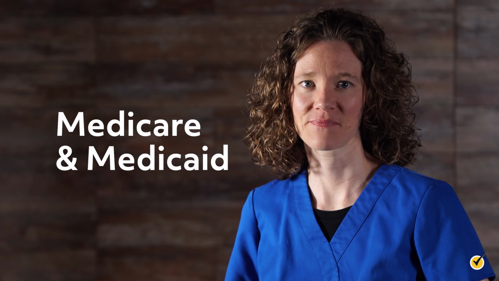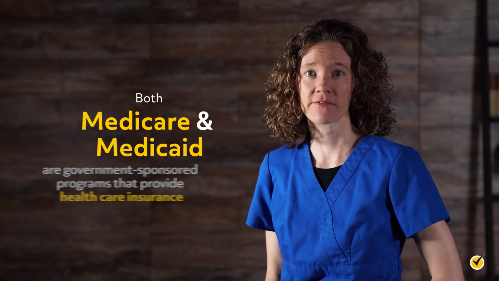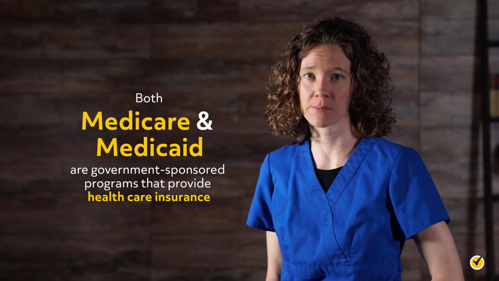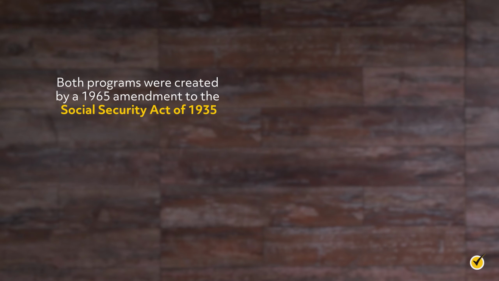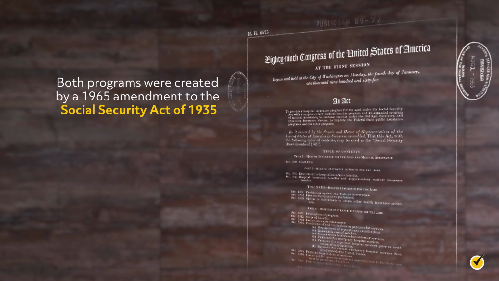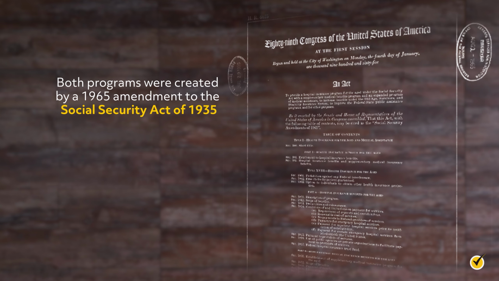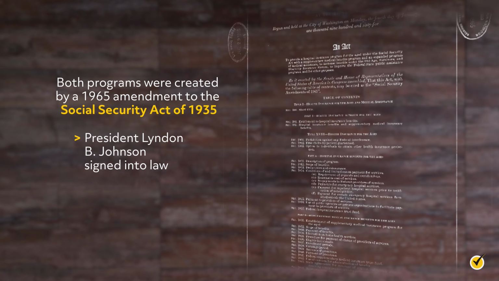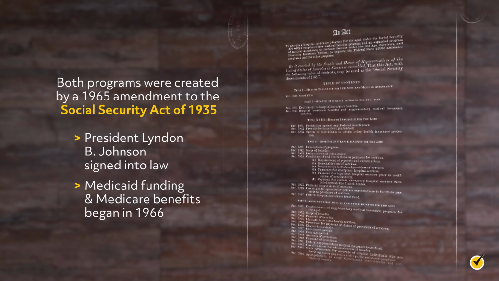Welcome to this video tutorial about Medicare and Medicaid. Both Medicare and Medicaid are government-sponsored programs that provide health care insurance to defined groups of people in the United States. Both programs were created by a 1965 amendment to the Social Security Act of 1935, which President Lyndon B. Johnson signed into law. Medicaid funding and Medicare benefits began in 1966.